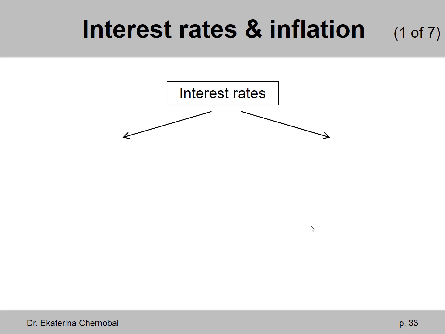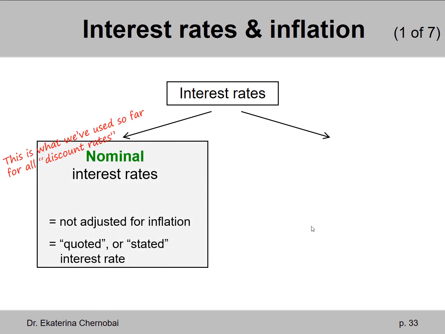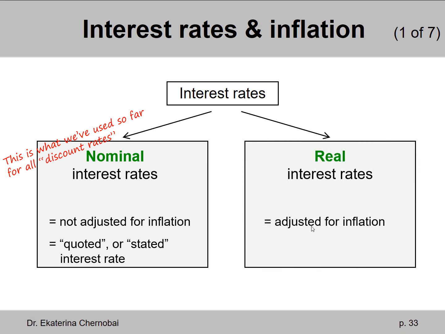In general, when we talk about interest rates, we can talk about so-called nominal interest rates and so-called real interest rates. Nominal interest rates is what we've had so far. Same thing as a quoted rate or a stated rate, the rate that's given. What is a real interest rate? It's the rate that's adjusted for inflation. Let me start with a simple example.